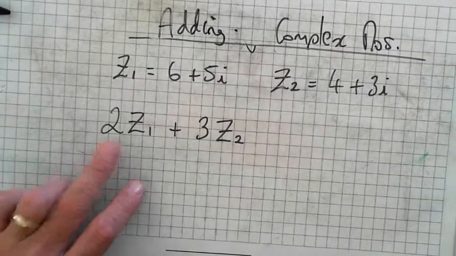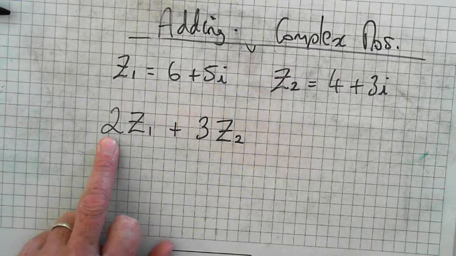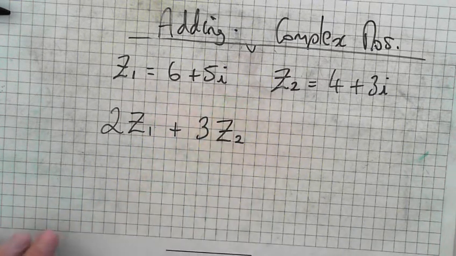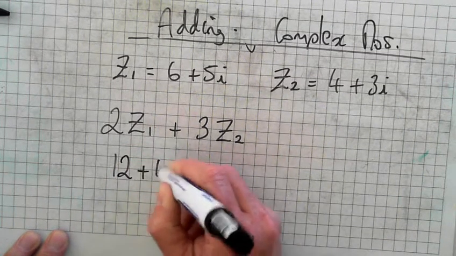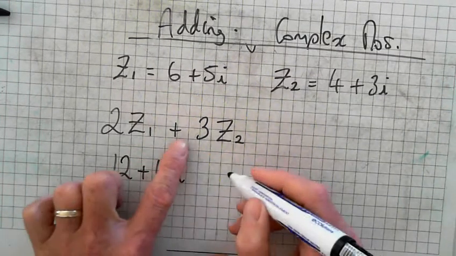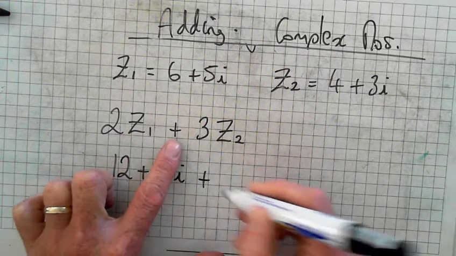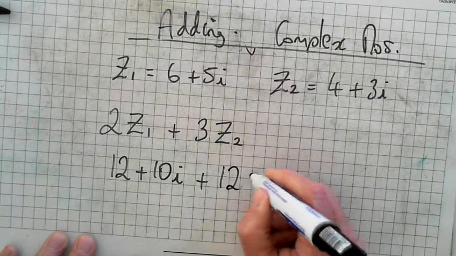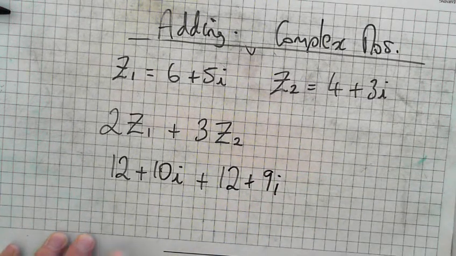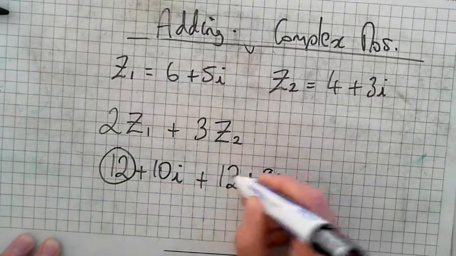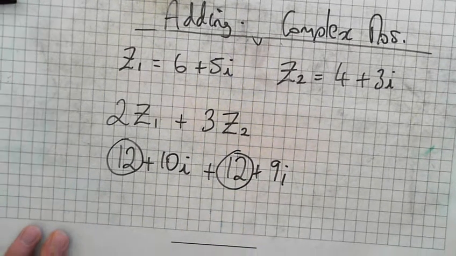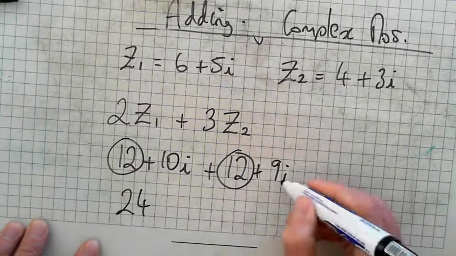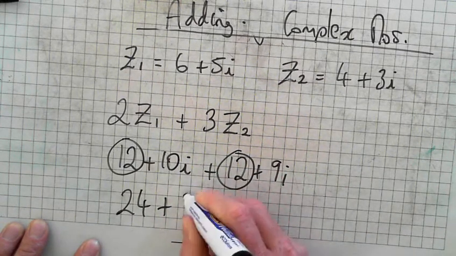Right, so first of all, there's a multiplication we have to take care of. So double z1, there's z1 up here, so double it, 12 plus 10i. And then here, plus, so we treble that, 12 plus 9i. Now we add the reals, which don't have the i's, so that's 24 plus 19i.